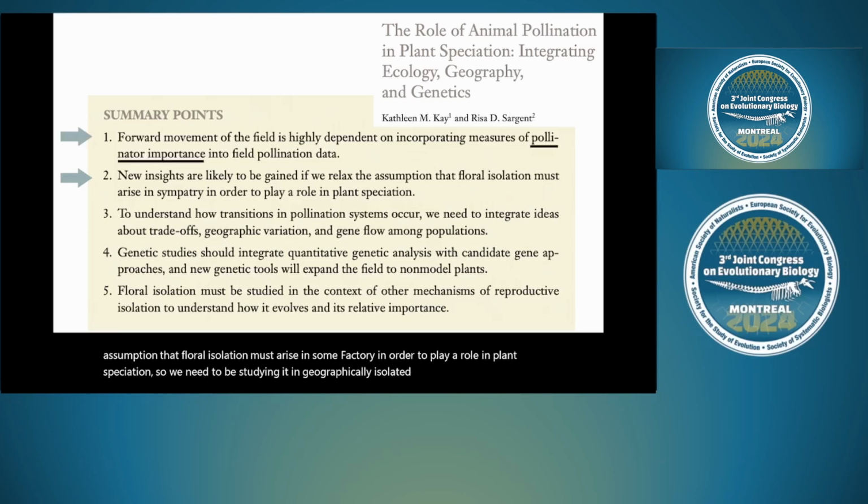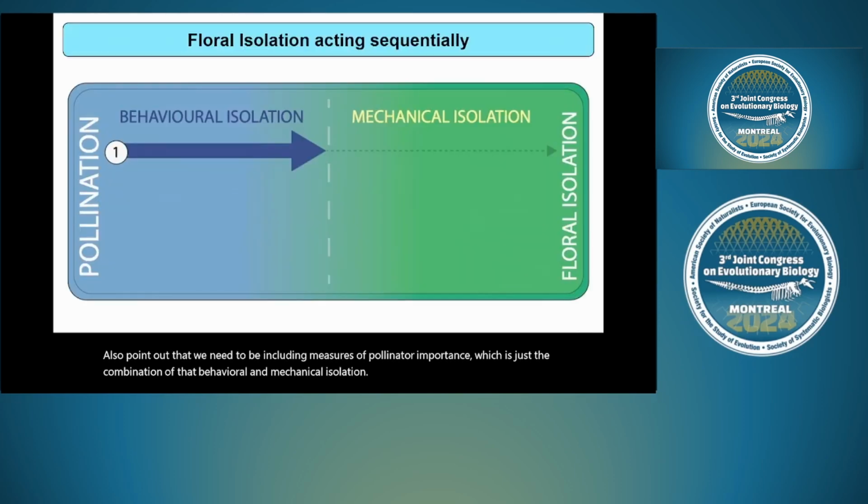They also point out that we need to be including measures of pollinator importance, which is just the combination of that behavioral and mechanical isolation. I'm going to go into a little bit more detail of why, whenever we study floral isolation, we need to be including both of these barriers. So we can get very strong floral isolation through a few ways.